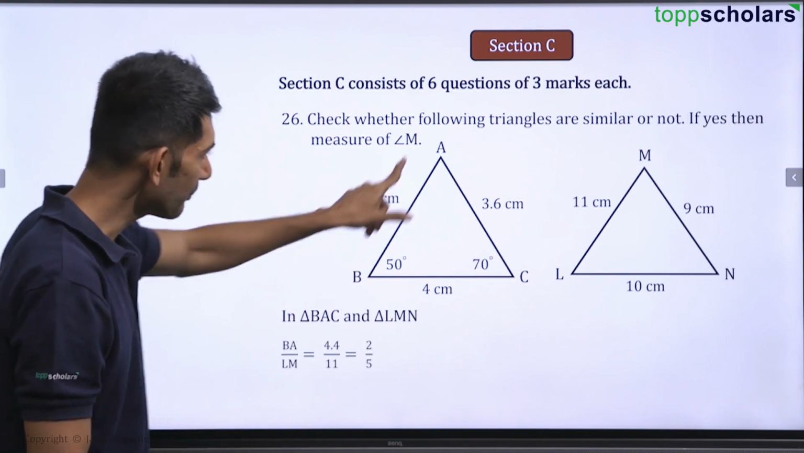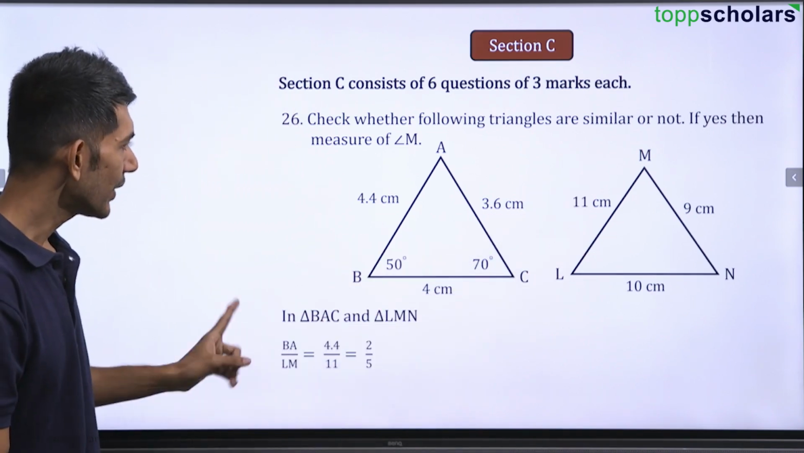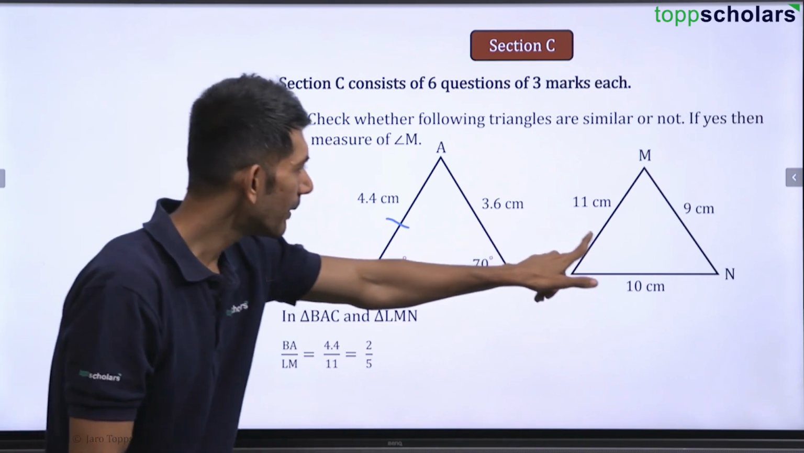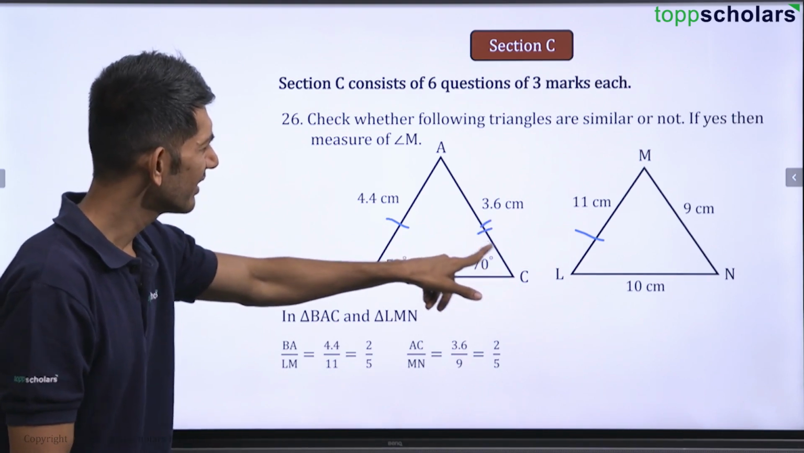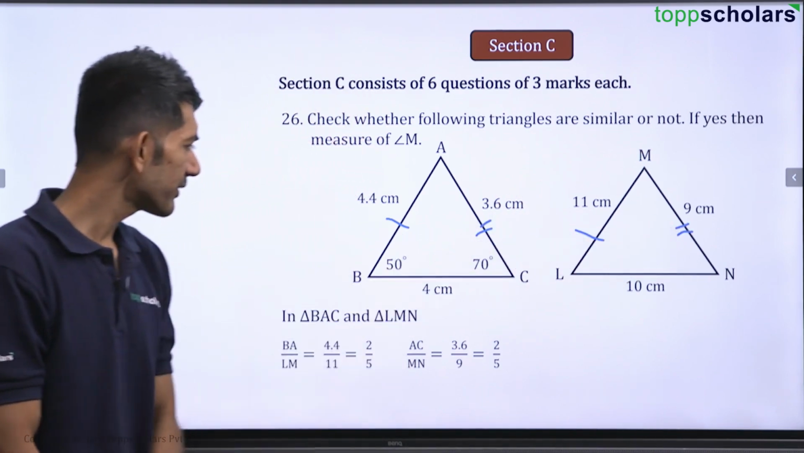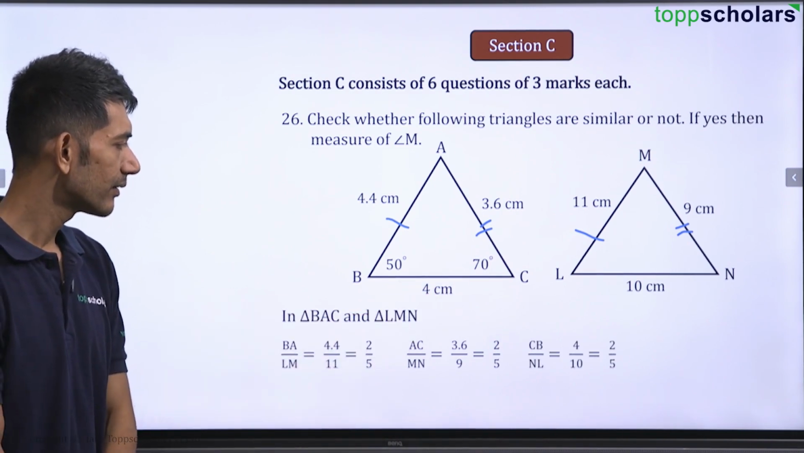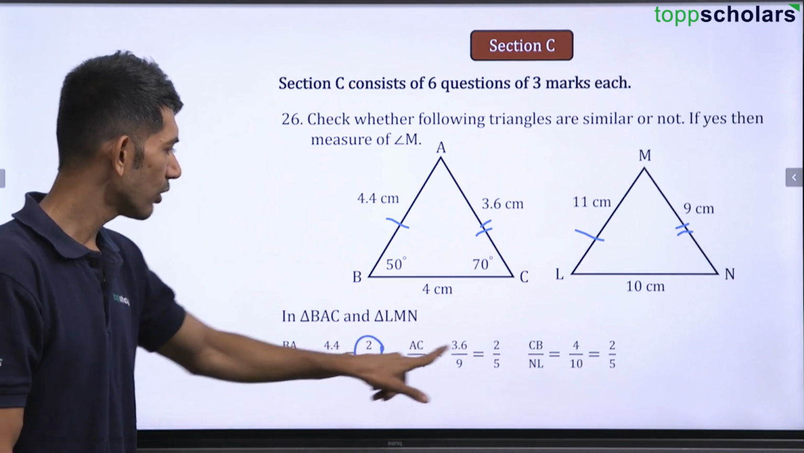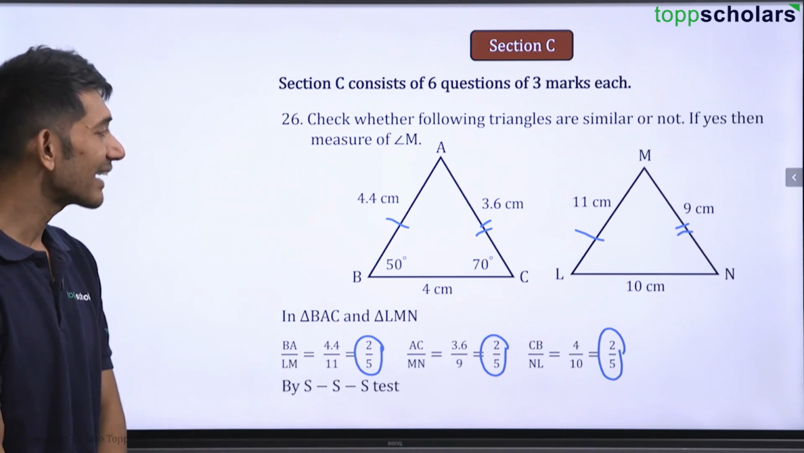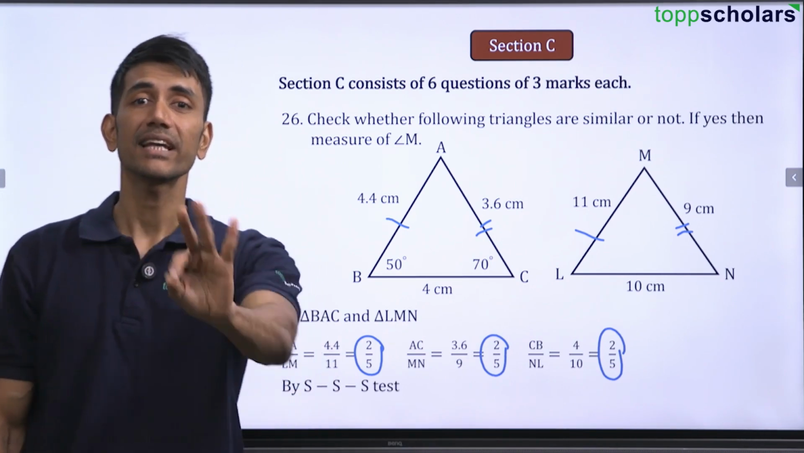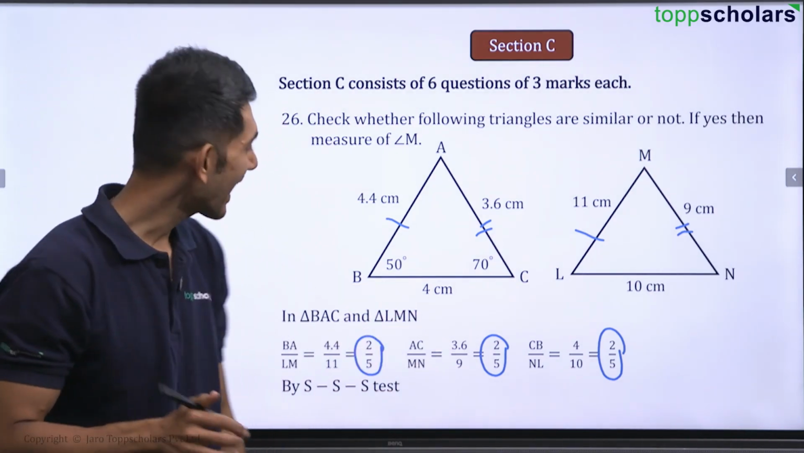So if we take triangle BAC and triangle LMN, BA by LM is 4.4 by 11, that is 2 by 5. Or else you can take AC by MN, that is 3.6 by 9, that is again 2 by 5. And then finally take 4 by 10, that is 2 by 5. So can I say all the 3 ratios are equal? Yes. If the 3 ratios are equal, we can say that the two triangles are similar by the side test of similarity.